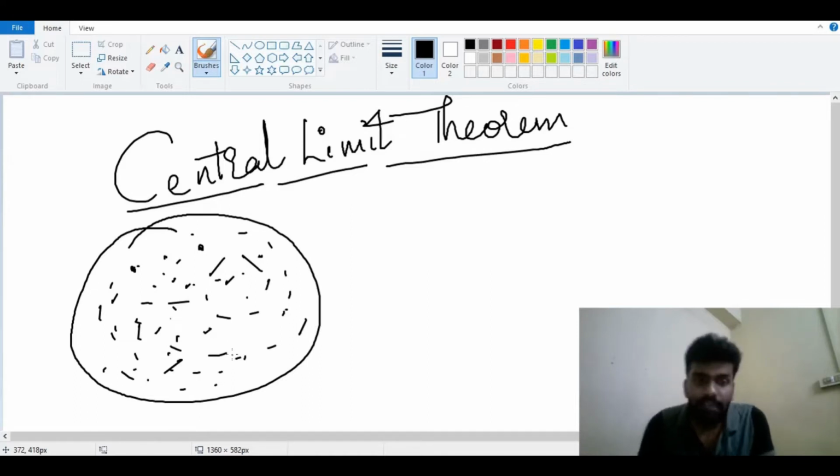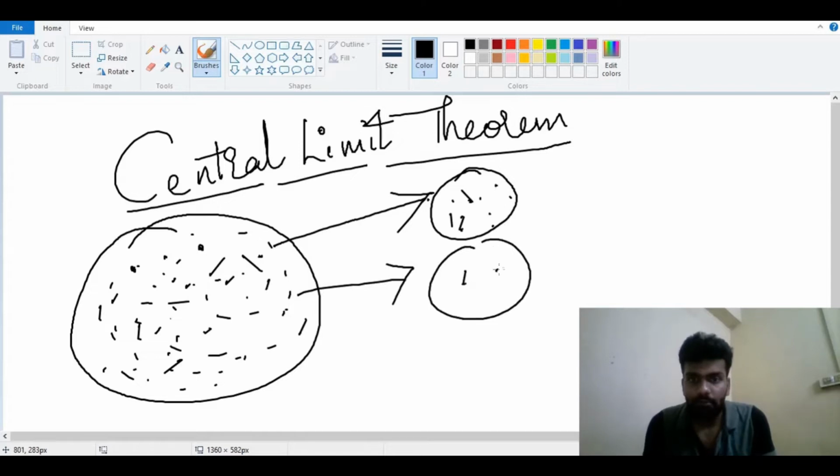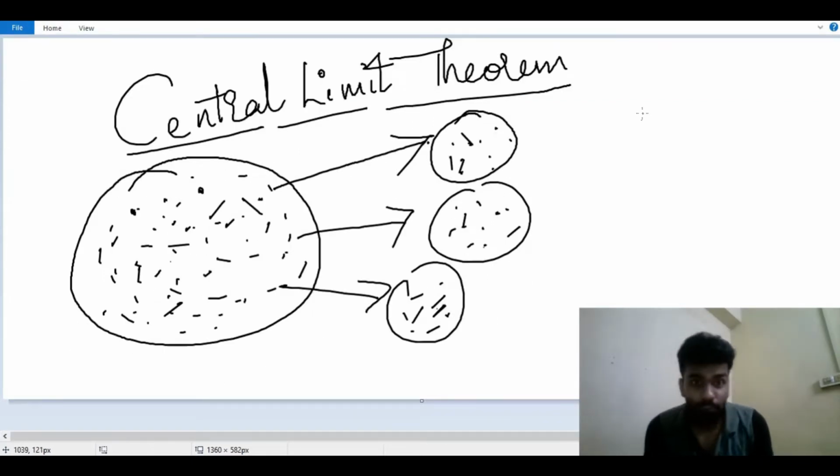if you take a sample from this population, right? This is the sample of the population. And similarly, we will take multiple samples. I've taken 3 samples from this population. If you find the mean of these samples, and if you plot this in a distribution, the distribution will be normal. That's the central limit theorem.